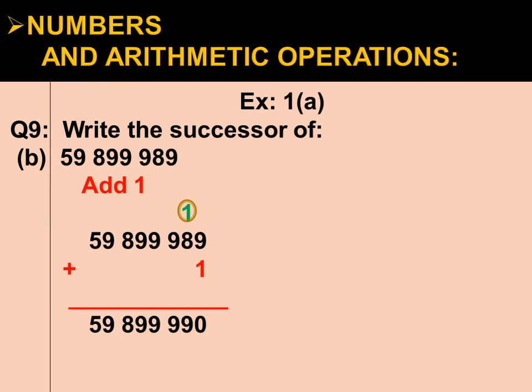Okay, 9 plus 1, 10. And at 10th place, we have digit 10. And we have to add the carry number to 8. 8 plus 1, 9. So we will get this answer. This answer will be the successor of our given number.